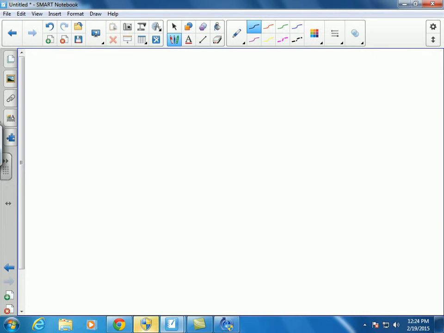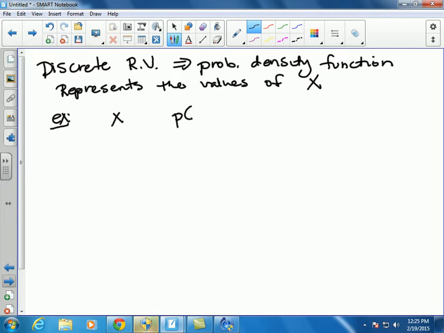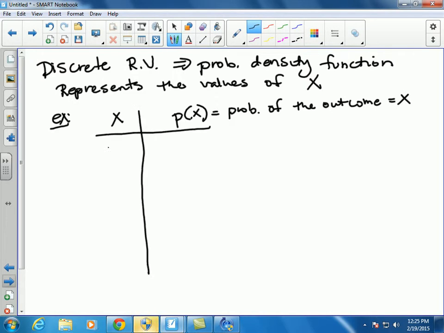So what I want to do is talk about discrete random variables. They have what's called a probability density function, and this is how we represent the values of x. As an example, we may have x and then p of x, which is the probability of the outcome equal to x. And we build an xy chart where maybe x is 2, 5, 8, and 10.